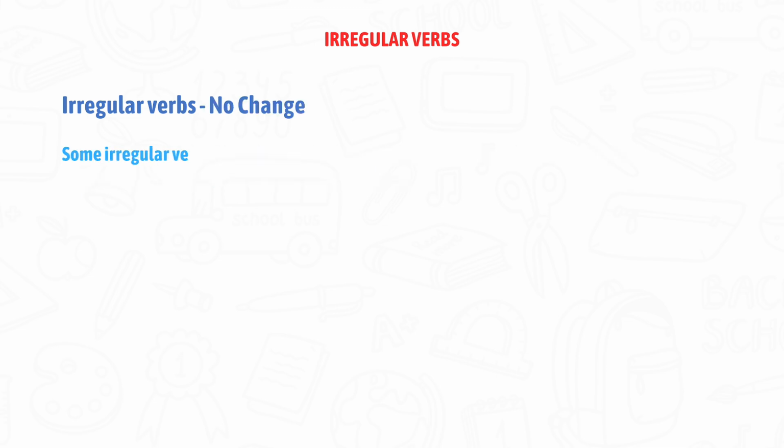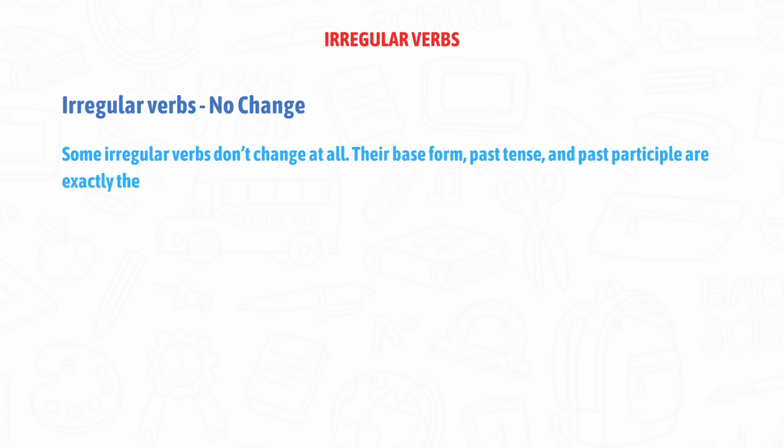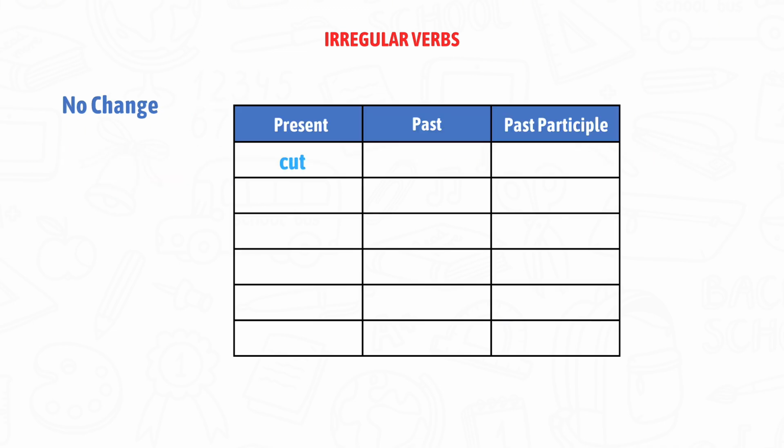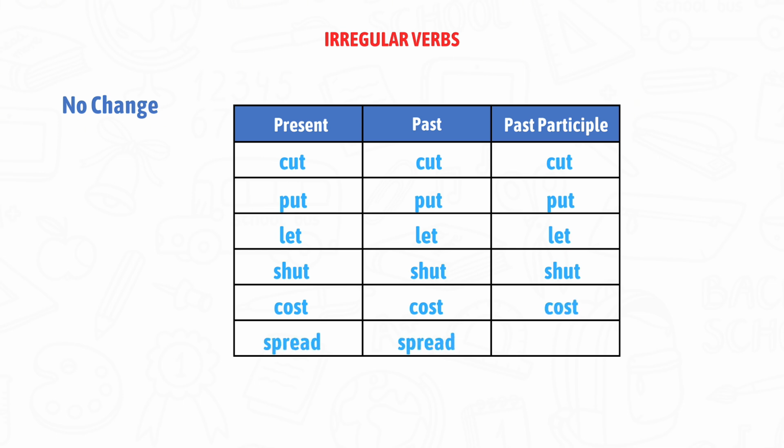Some irregular verbs don't change at all. Their base form, past tense, and past participle are exactly the same. For example: cut, cut, cut. Put, put, put. Let, let, let. Shut, shut, shut. Cost, cost, cost. Spread, spread, spread.